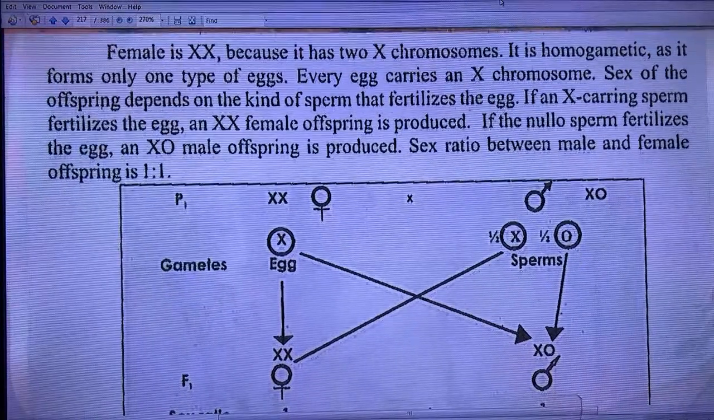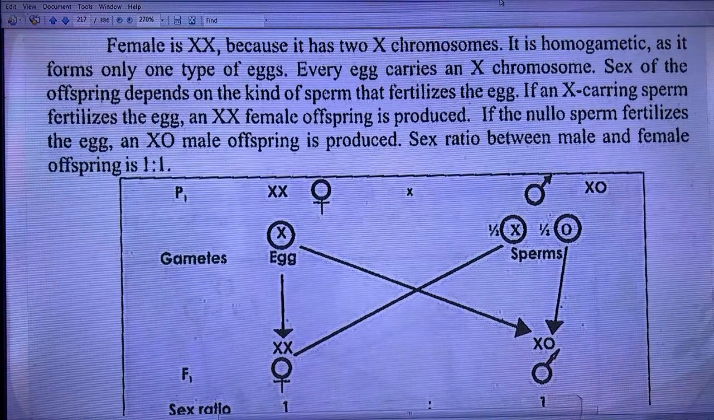Female is XX because it has two X chromosomes. It is homogametic. As it forms only one type of egg, every egg carries an X chromosome. The sex of the offspring depends on the kind of sperm that fertilizes the egg. If an X-carrying sperm fertilizes the egg, a double X female offspring is produced. If the null sperm fertilizes the egg, an X0 male offspring is produced. The sex ratio between male and female offspring is 1:1.